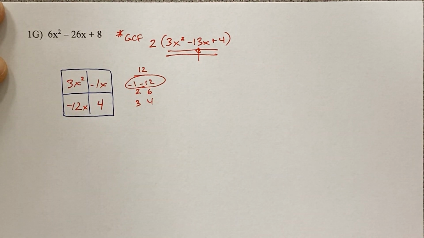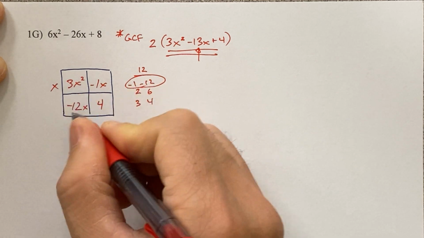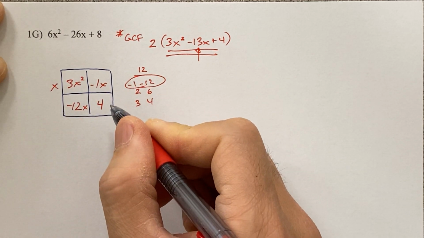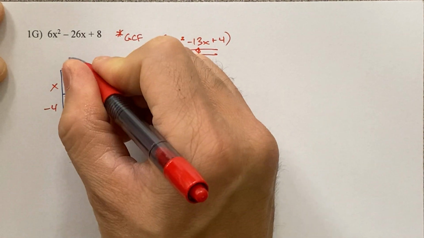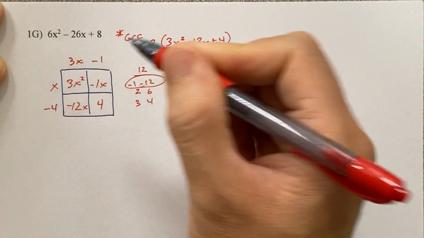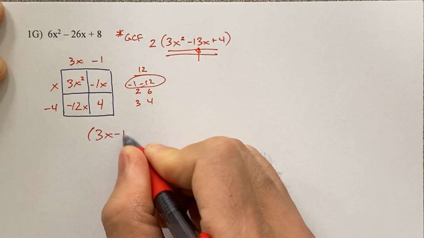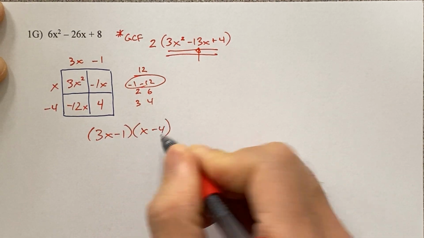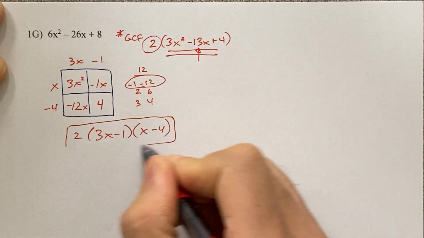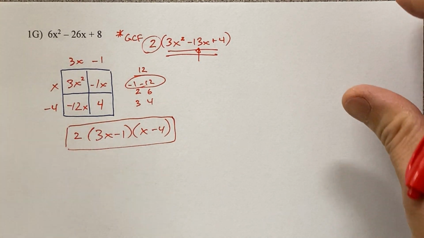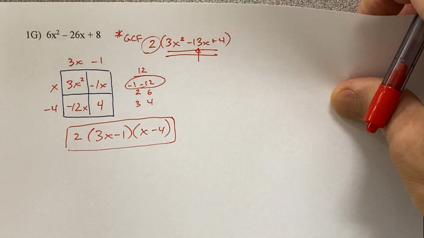And then GCF, just like I always would. So x, biggest thing that goes into negative 12 and 4 is negative 4 because the closest box is negative. 3x. So again, this is all the factoring skills that we already have. Okay, we're just reviewing. And then of course, don't forget this original 2 here. So your final answer should look like this. Okay. Take a look at one more.